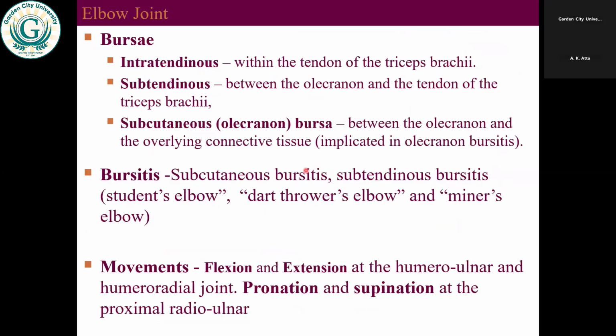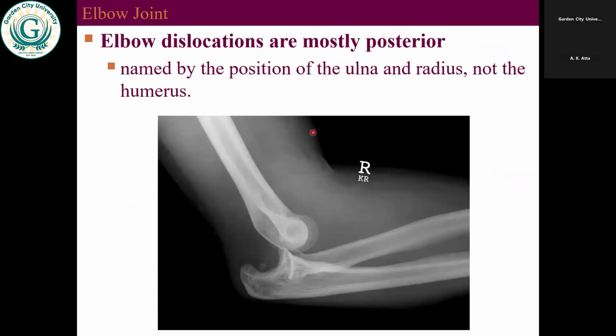Then you talk about bursae. I mentioned the olecranon bursa. So this one is dislocation. Of course, you can understand why dislocation can happen this way.